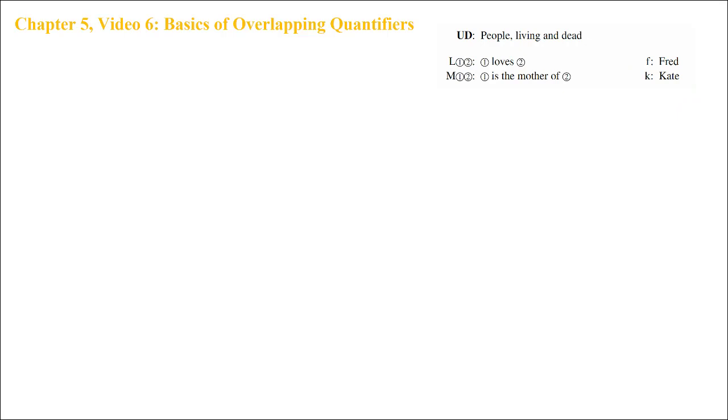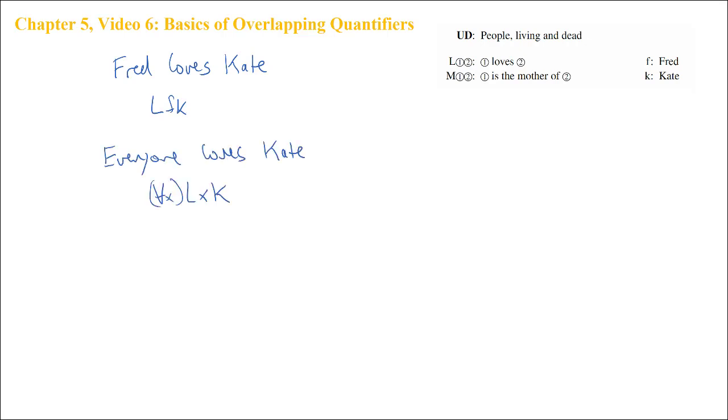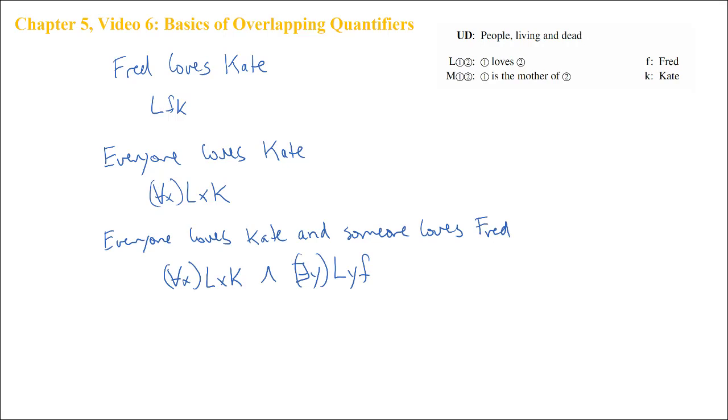Now up to this point, we've seen symbolizations with no quantifiers, symbolizations with single quantifiers, even symbolizations with multiple quantifiers, but we haven't seen symbolizations where the scopes of the multiple quantifiers overlap.